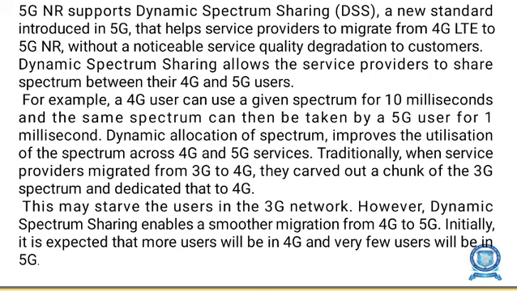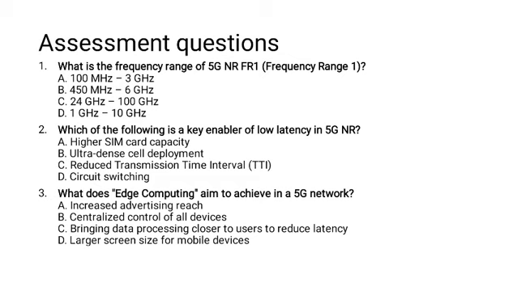5G NR supports dynamic spectrum sharing, a new standard introduced in 5G. For example, the 4G user can use the spectrum for 10 milliseconds and the same spectrum can be taken by a 5G user for 1 millisecond. Dynamic allocation of spectrum improves utilization of spectrum across 4G and 5G services. However, this may starve the users in the 4G network. Still, dynamic spectrum sharing enables smoother migration from 4G to 5G, since initially it is expected that more users will be on 4G and very few users on 5G.